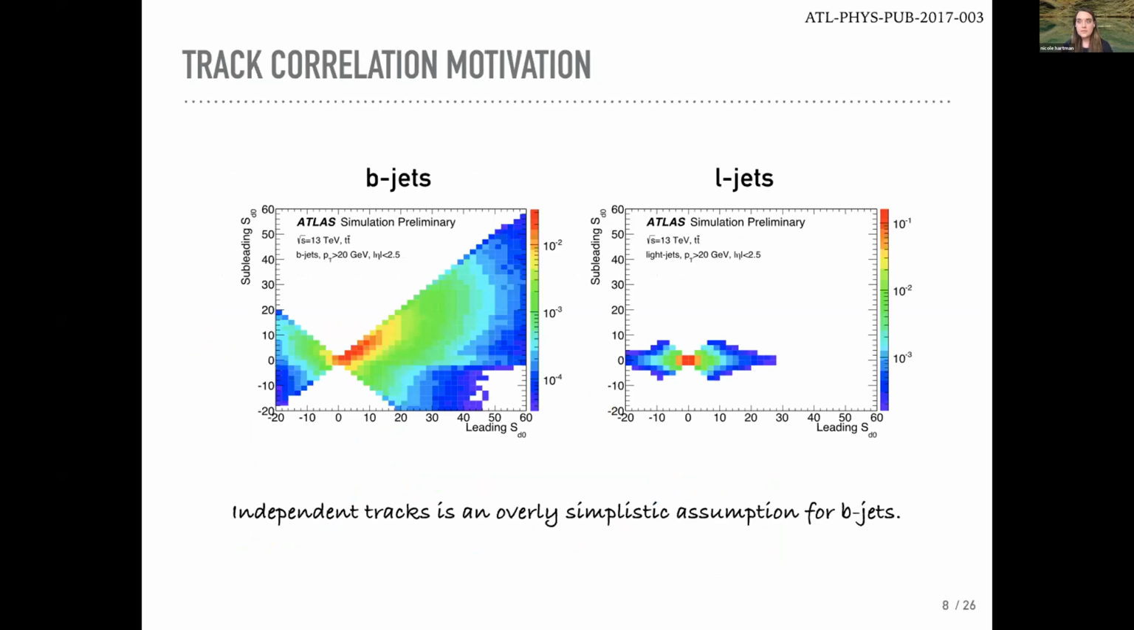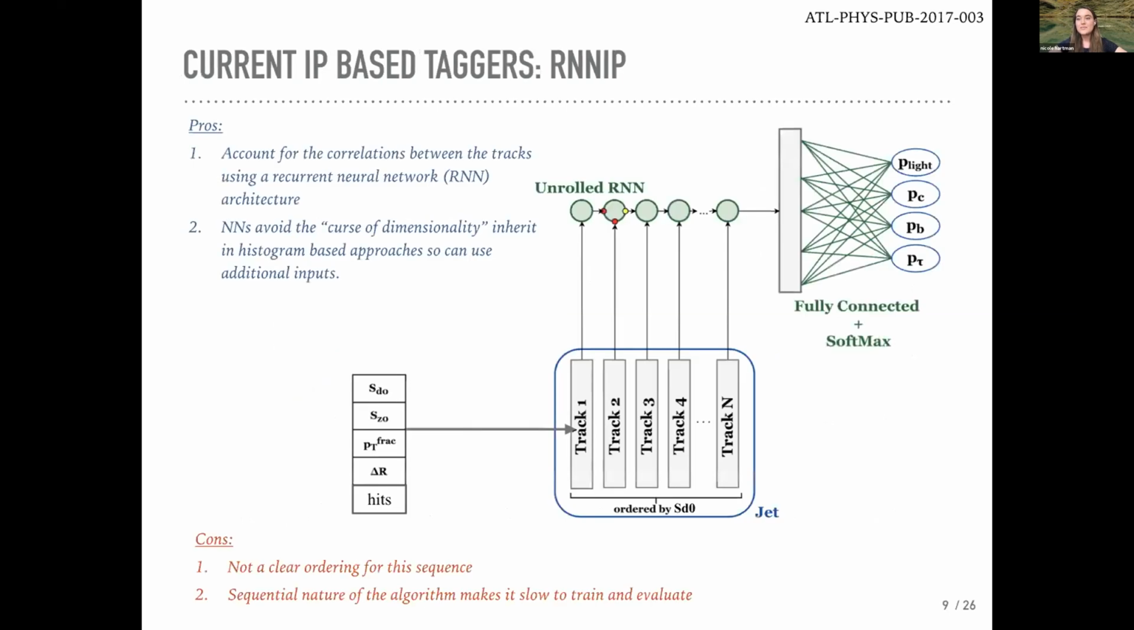And this is just to elaborate a little bit more on this point that the tracks are correlated and assuming no correlation is overly simplistic. This is plotting the leading SD0 track in the jet versus the subleading, or second highest SD0 track, for B jets on the left and light jets on the right. And you can see that since you have a high multiplicity of tracks with large IPs in B jets, the correlation is positive. So this independent track assumption is overly simplistic.